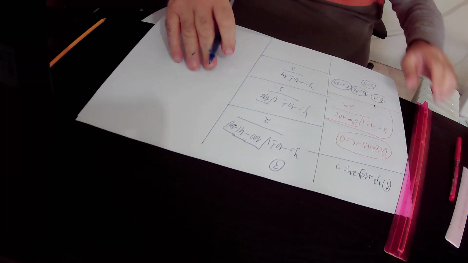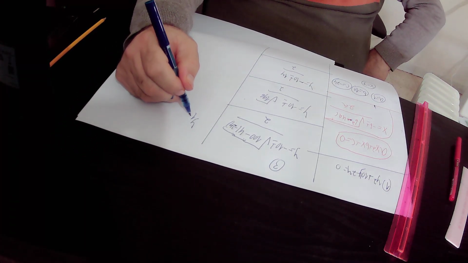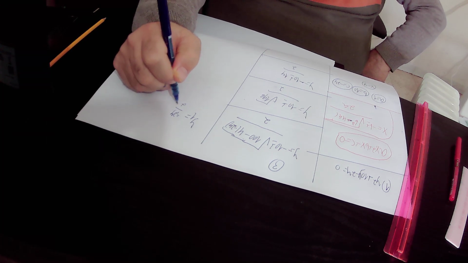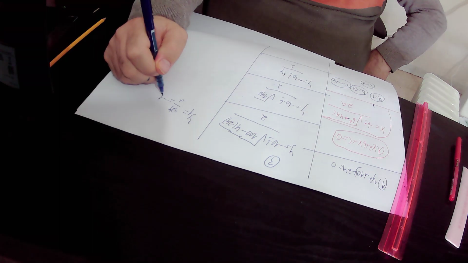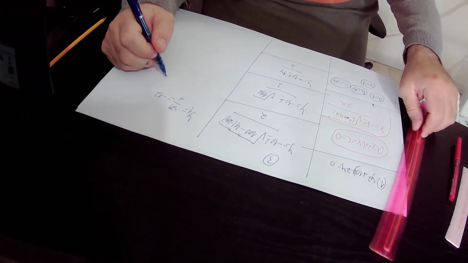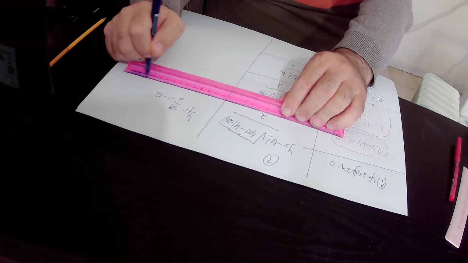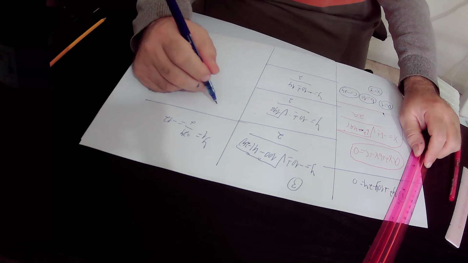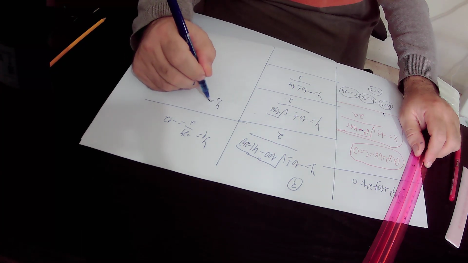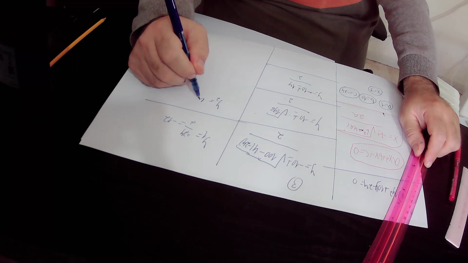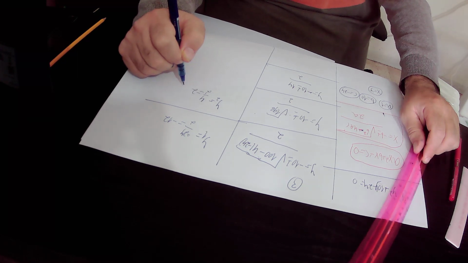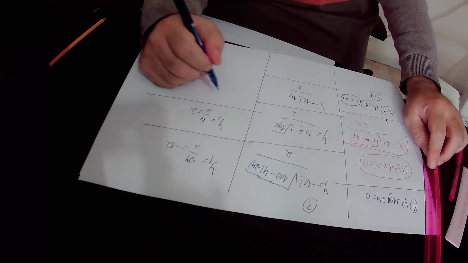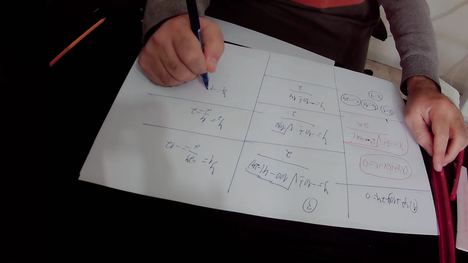The first solution is y1 equals minus 10 minus 14, which is minus 24, over 2. Minus 24 over 2 is minus 12. And the second solution is y2 equals minus 10 plus 14, which is 4, and 4 over 2 is 2. So the second solution is 2. We'll focus on the first solution. So y1 equals minus 12.